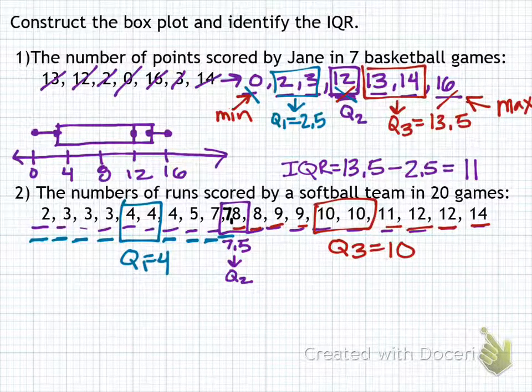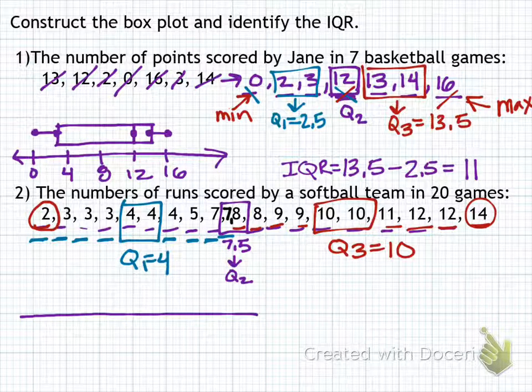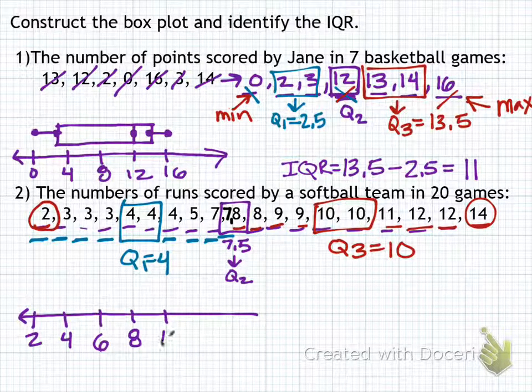I need my min and max. Okay, what's the minimum here? What's the smallest value? 2, right? And what's the max? 14. Okay, so I'm going to make my number line. I need to make sure I go from 2 to 14. So I'll just split it up by 2s. So I have 2, 4, 6, 8, 10, 12, 14.